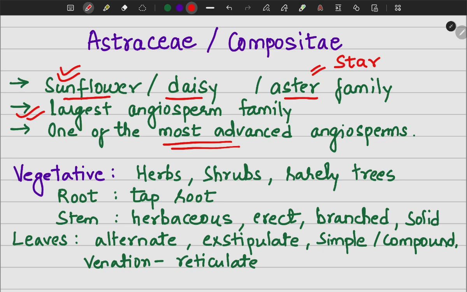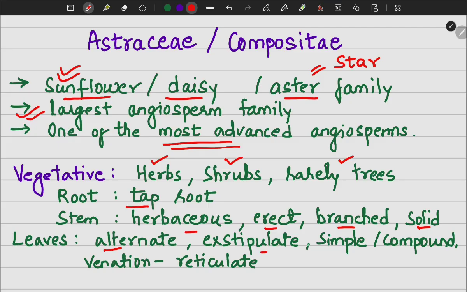If we talk about the vegetative characters, then the habit of the plant can be herbs, shrubs, and rarely trees. The root is a taproot because the plants are dicots. Stem is herbaceous, erect, branched, and solid. And the leaves show alternate phyllotaxy. If you remember, in the alternate phyllotaxy, we studied about the example of sunflower and marigold, right? And sunflower belongs to this family. Also, marigold belongs to this family. So the leaves show alternate phyllotaxy.